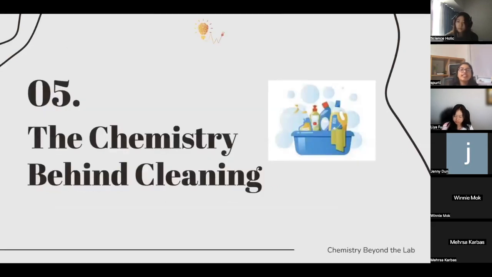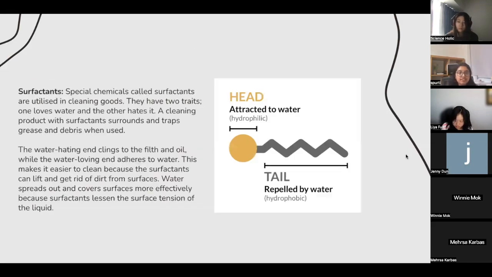So now we're going to look at the chemistry behind cleaning. One of the chemicals utilized in cleaning goods are called surfactants. They have two traits. I have a diagram on the right. One loves water and the other hates it.